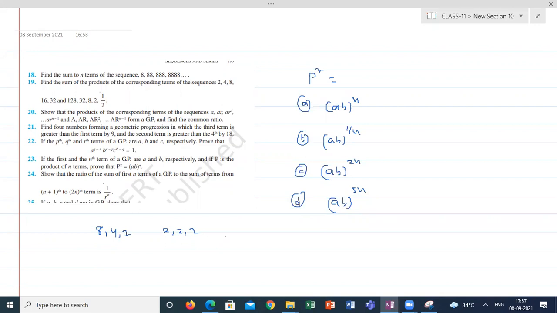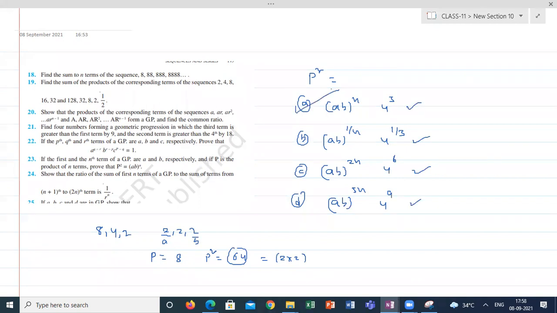8. Correct? Yes, sir. So if P is the product of n terms, P is equal to 8, and P square is equal to 64. First term is 2, this is A, and this is B. So 2 into 2 whole power, this is 4 power 3. This is 4 power 1 by 3. This is 4 power 6. This is 4 power 9. So I got P square is 64. Which option is giving 64 here? A. So A is the correct option.